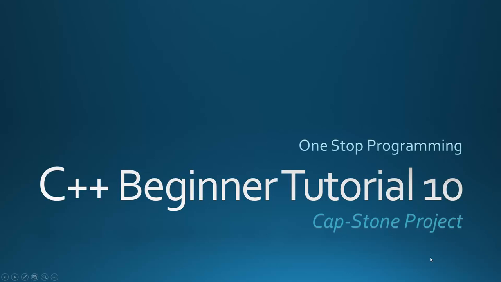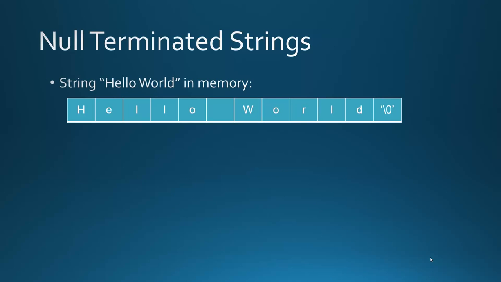Hello everyone, and welcome to the 10th tutorial in the C++ Beginner tutorial series. This is going to be the capstone project that encapsulates everything that we've learned up until this point, and the last tutorial in the beginner series before we move on to intermediate topics. So before we get into that, we need to go over null terminated strings.